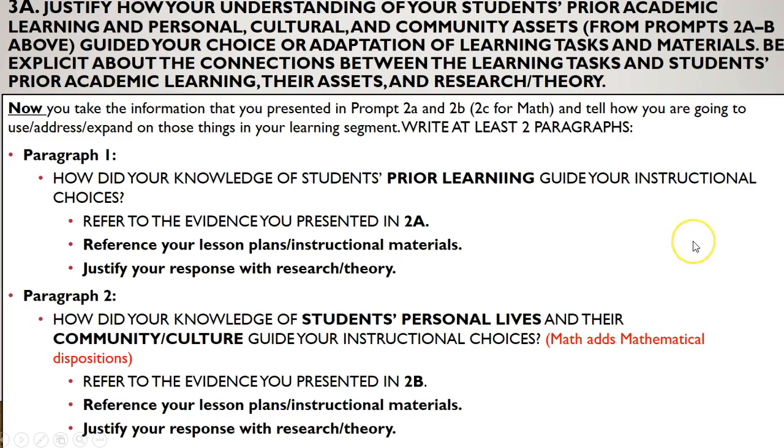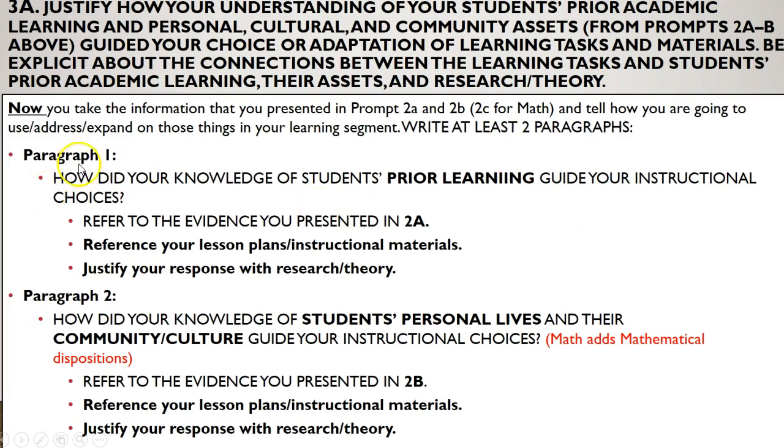So that's what we have to do for 2. For 3, now we begin to talk about how we're going to use what we learned, what we know about our students. We're going to take the information that we present in 2A, 2B, and if you're math, 2C. And you're going to tell how you're going to use and address and expand on these things in your learning segment. You're going to write at least 2 paragraphs. Math people, you need to plan to write 3 paragraphs.